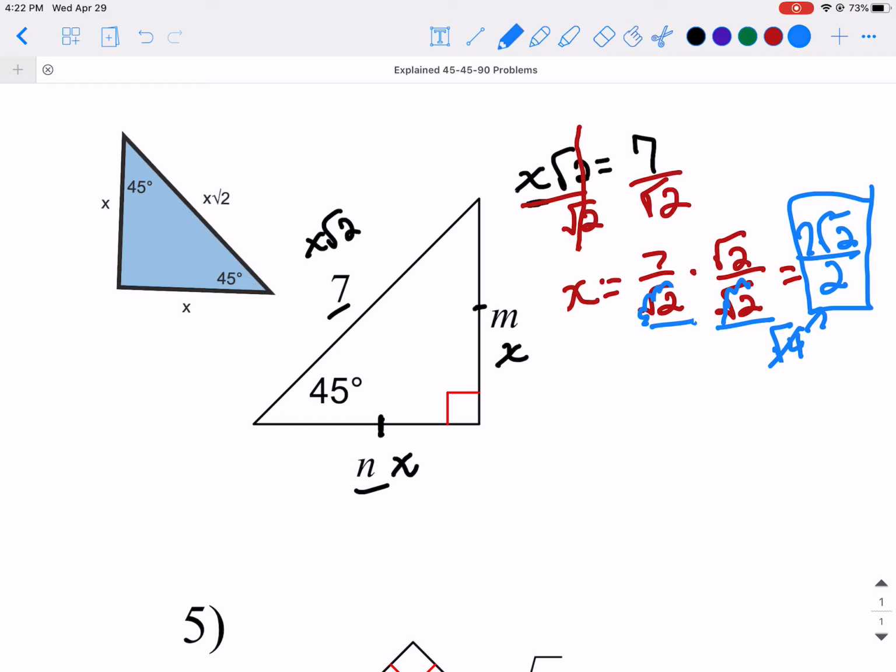Does it look really weird? Absolutely. But that's okay. That's our answer. So 7 radical 2 over 2.